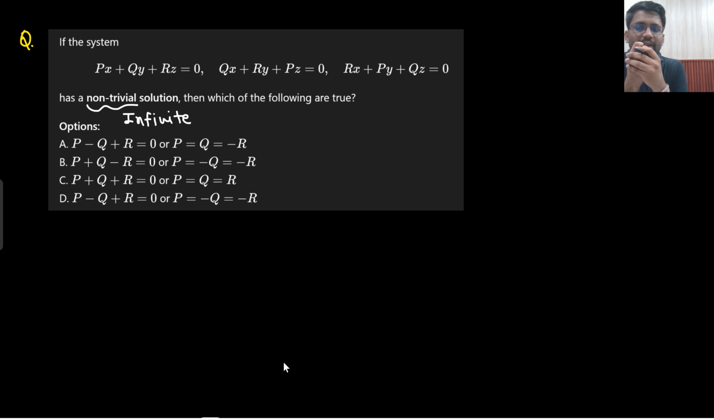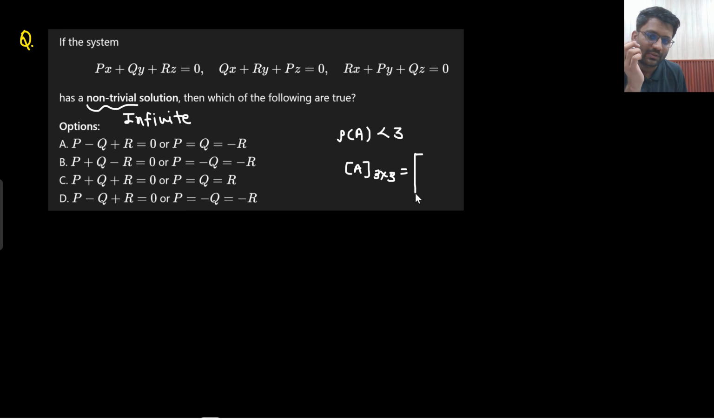Next question. Again, you want a non-trivial solution. That means infinite solutions you want. Again, make the matrix and you will be able to see. Infinite solution, homogeneous equation, rank of A, you would want to be less than the number of variables. X, Y, Z is the number of variables. So you would want it to be less than 3. And you can see that A will be a 3 cross 3 matrix.